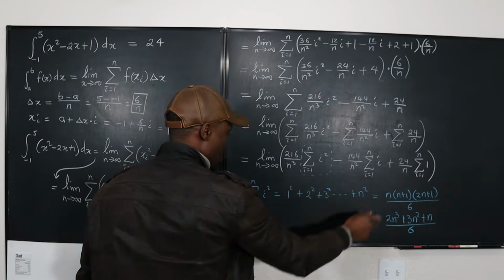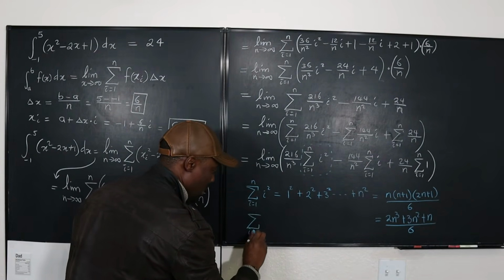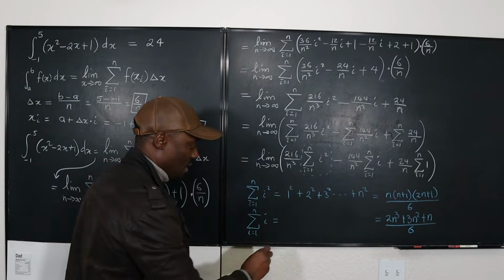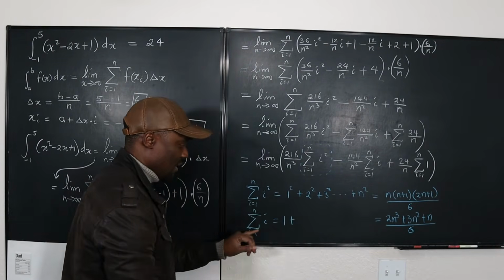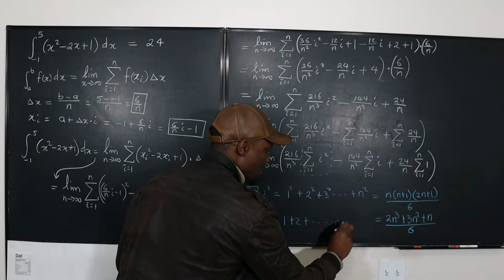Now let me talk about this one. You see the second expression, this one here, I equals 1 to n of I, it simply means when I is 1, you write 1. When I is 2, you write 2. When I is 3, you go on until you get to n.